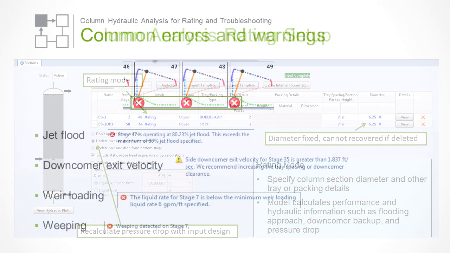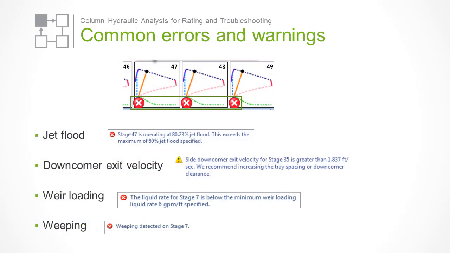During the sizing and rating process, some common errors and warnings may pop up in the column hydraulic plot, such as jet flood, downcomer exit velocity is greater than maximum allowed, weir loading error, and weeping. Those error and warning messages indicate that the column isn't working in proper operating condition. In the next few slides, we'll introduce the general guideline to troubleshoot some typical problems.